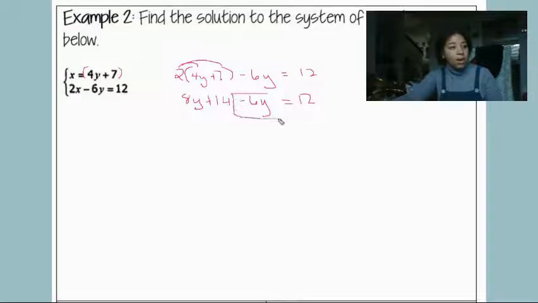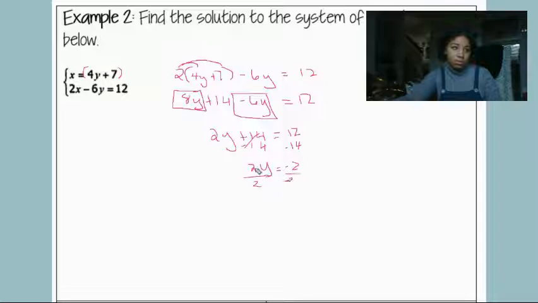Then we're going to combine like terms. So we have 8y minus 6y, which is going to be 2y plus 14 equals 12. Then we subtract 14 from both sides. 2y equals negative 2. Divide by 2 on both sides. And then y equals negative 1. Ooh, what a process to get negative 1.